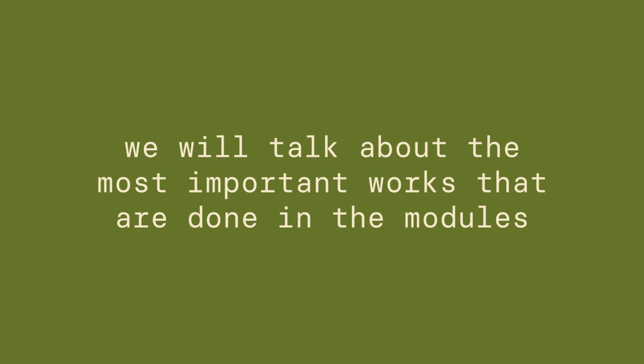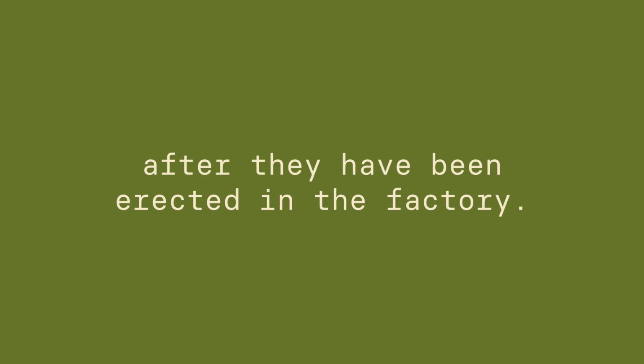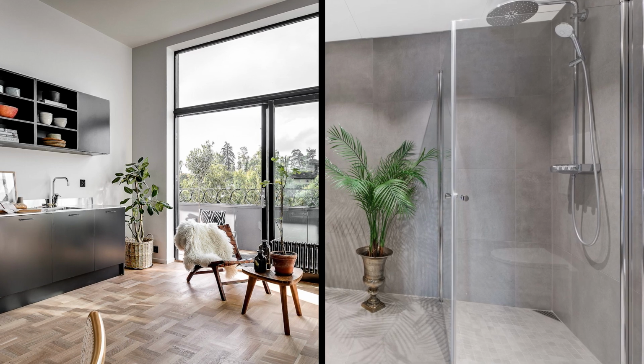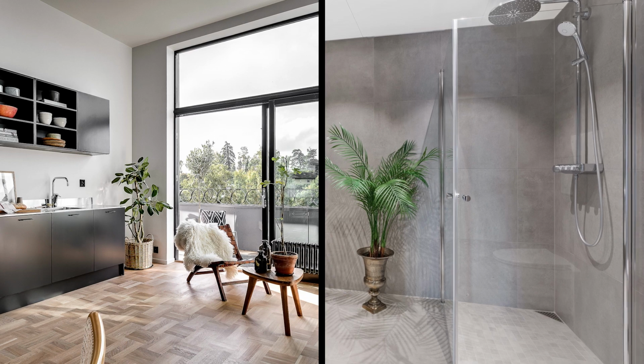In this lecture, we will talk about the most important works that are done in the modules after they have been erected in the factory. As already known from above, the modules can be divided into two: dry room modules and wet room modules, which include shower rooms, bathrooms, or saunas.